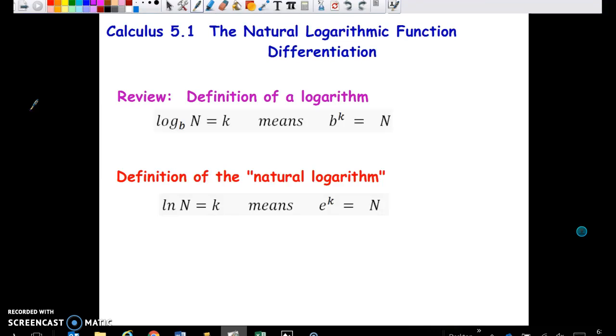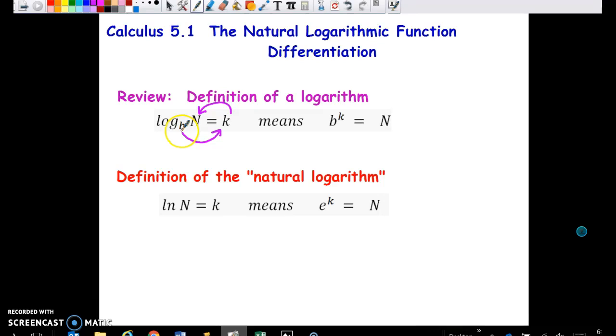We're going to review how to differentiate a natural log function. Before we go too much in depth, we need to remember what logarithms actually mean. Back in Algebra 2 or pre-calculus, we would have reviewed that b raised to the k power equals n is like saying log base b of n is k.